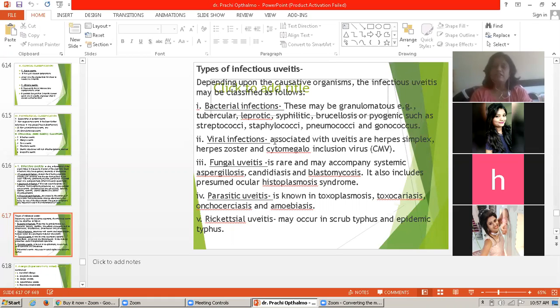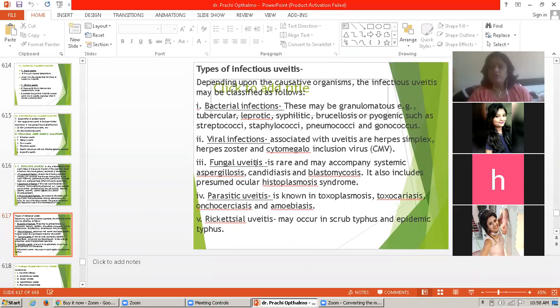Then second one is viral infection. The viruses associated with uveitis are herpes simplex, herpes zoster, and cytomegalovirus, that is CMV. These lead to viral infection of the uveal tract and cause infectious uveitis.